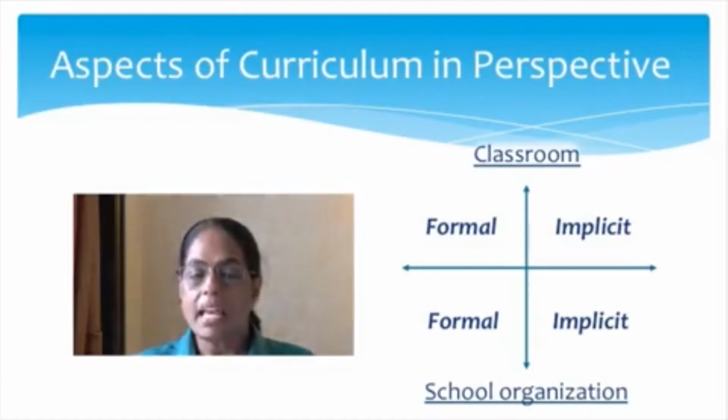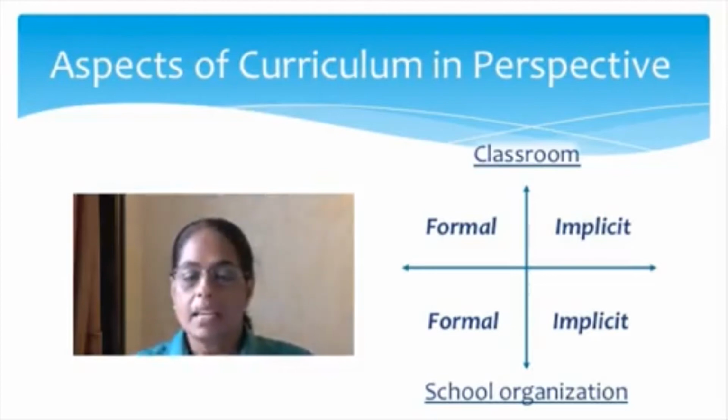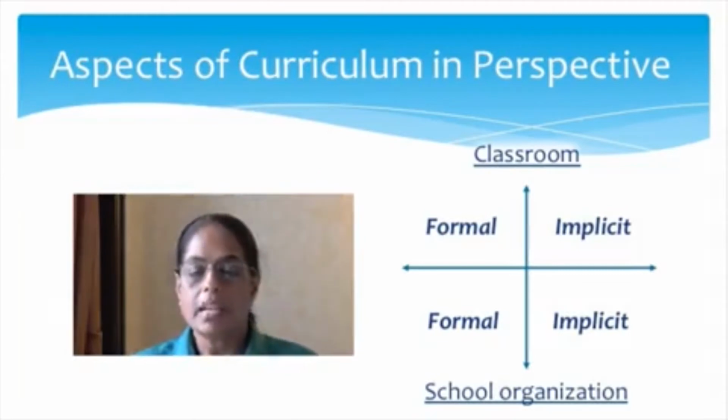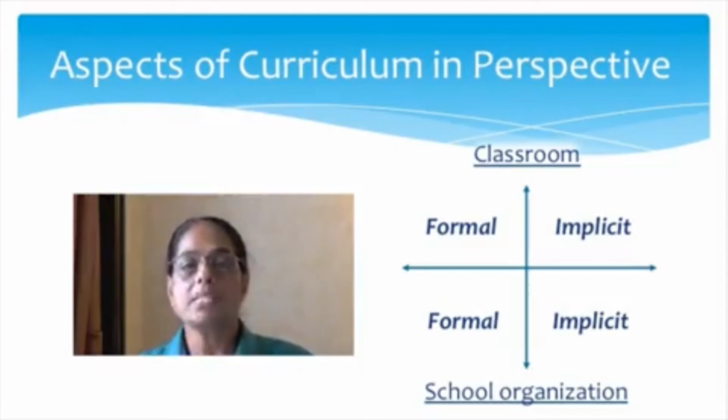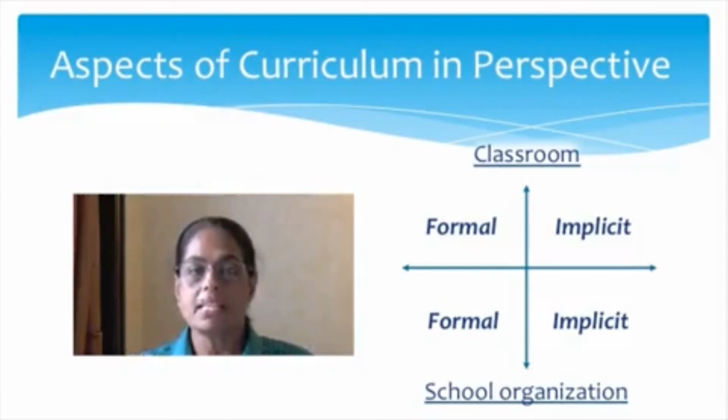Now we can take a look at this quadrant, which has formal and implicit curriculum, and see, at a classroom level, as a teacher, how do you work with the formal curriculum and how do you work on the implicit curriculum? How can you make these two work together in order to bring about a powerful learning experience for the students? At the school organizational level, the school leadership could also focus on the formal curriculum and the implicit curriculum and how they can make this an impact on students in the schools.